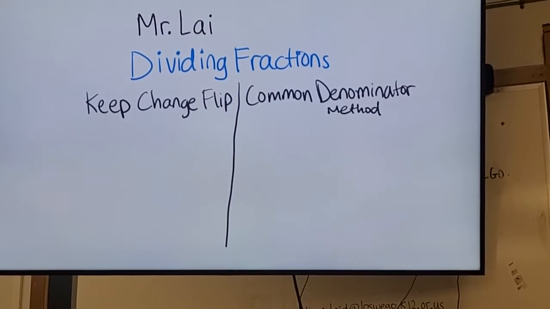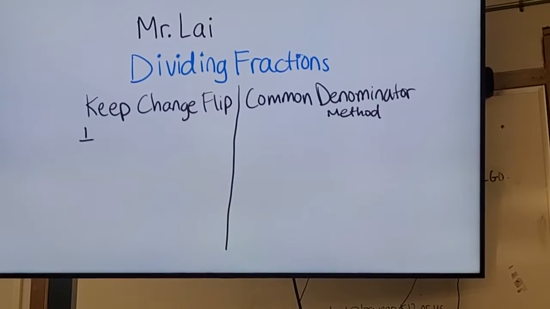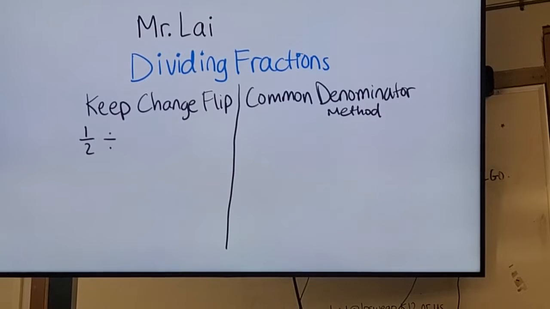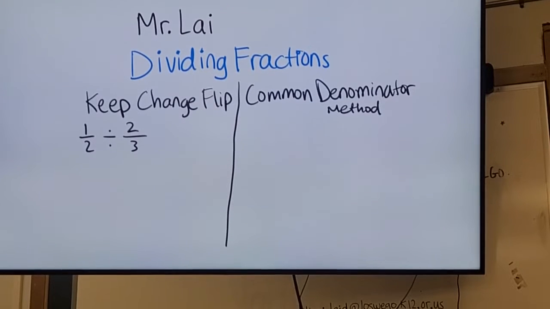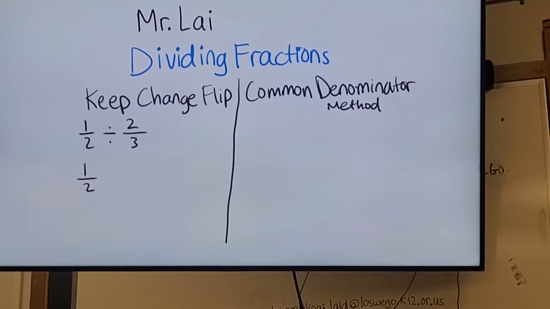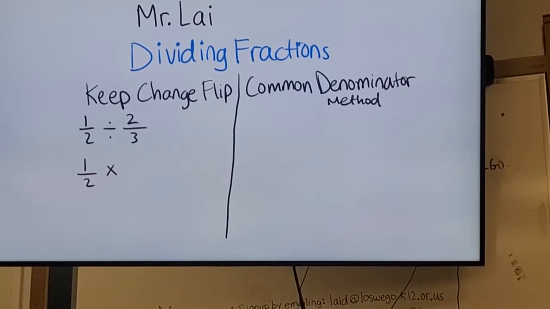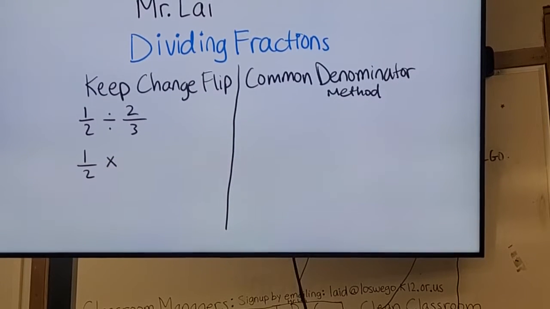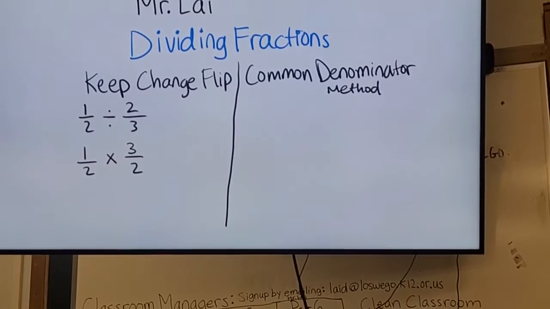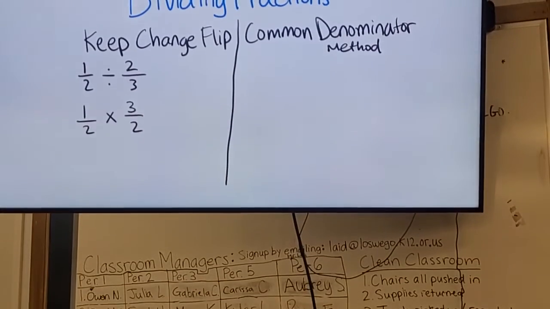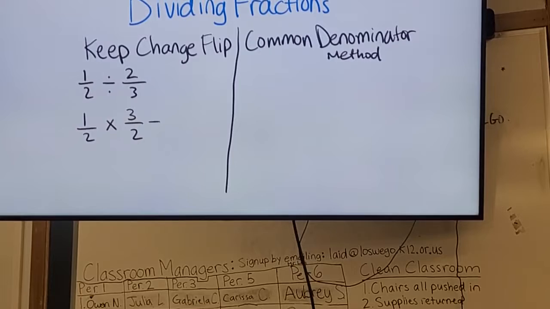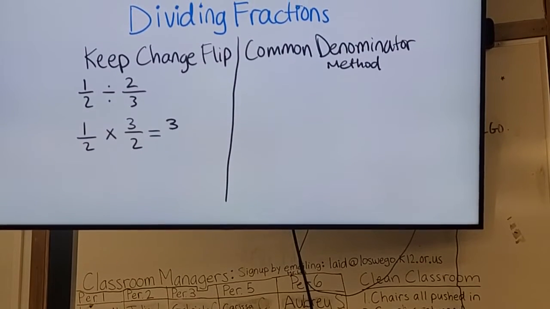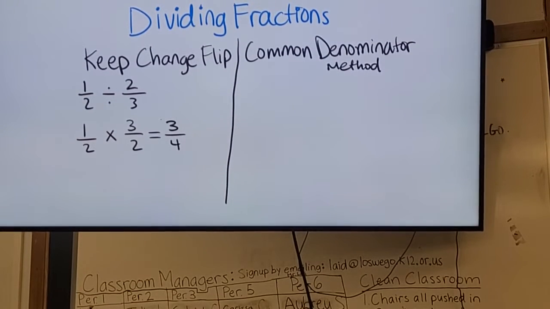So to divide two fractions, for example, maybe 1/2 divided by 2/3, we have to keep the first fraction the same, change the division sign to multiplication, and flip that second fraction so that instead of 2/3, it's now 3/2. And now we just multiply across. That gets us 1 times 3 is 3, 2 times 2 is 4.